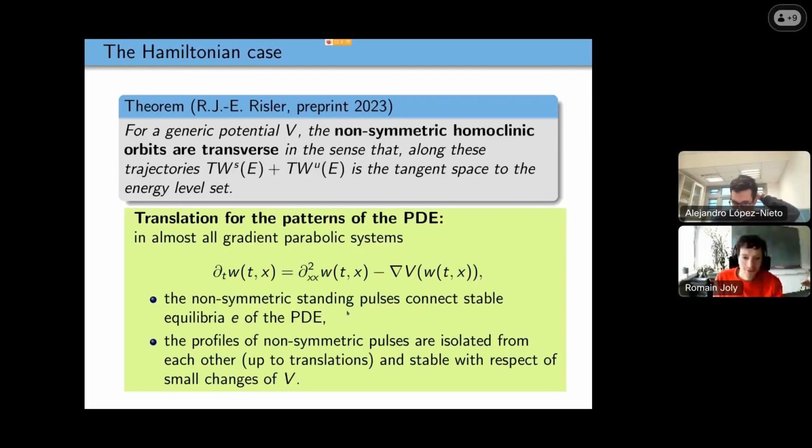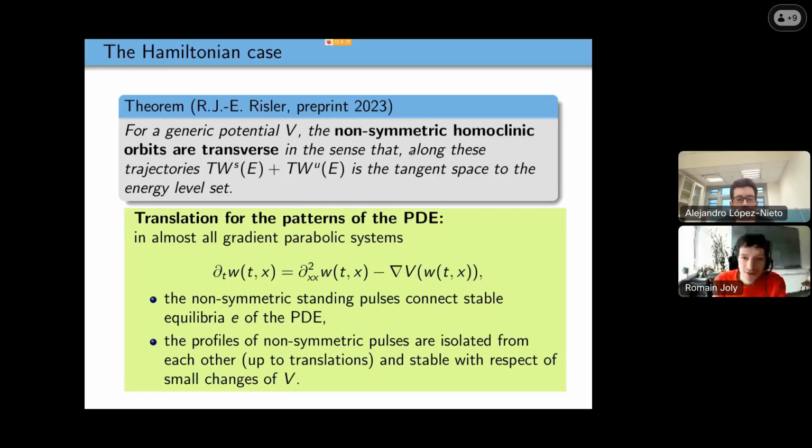Very surprising. Another consequence of the transversality is that the profiles of these pulses are isolated from each other. So you cannot have a continuum, a line of pulses, like profiles which are very close, a continuous deformation of the same profile. It's always possible to construct this kind of thing if you choose a very particular potential V, but if you just take a random potential V, you will not see this kind of thing. Again, it's just a consequence of the transversality of the ODE.